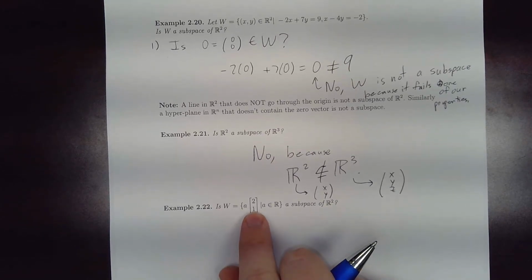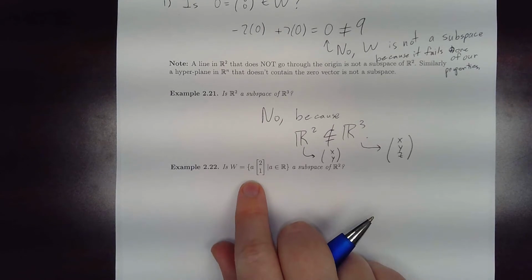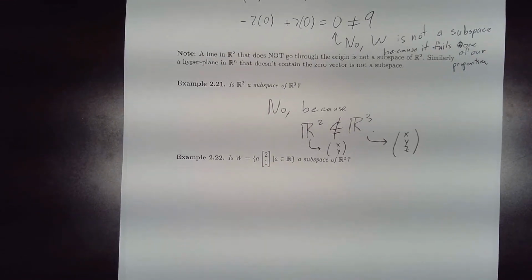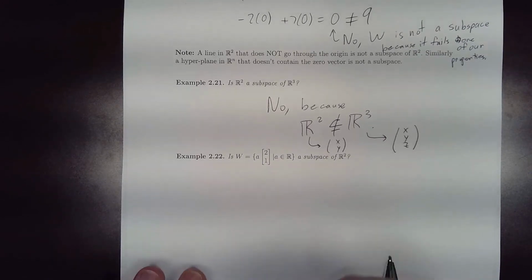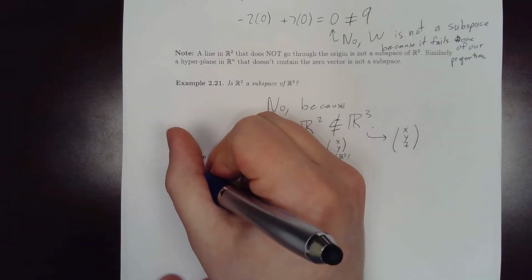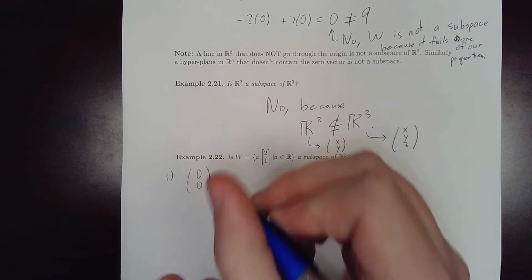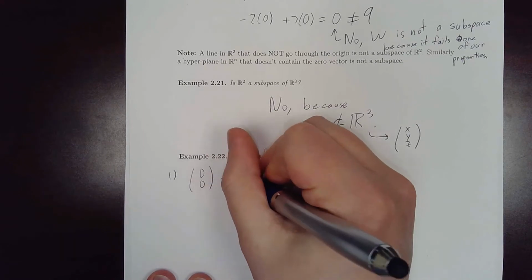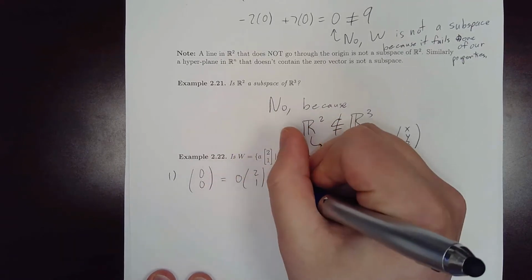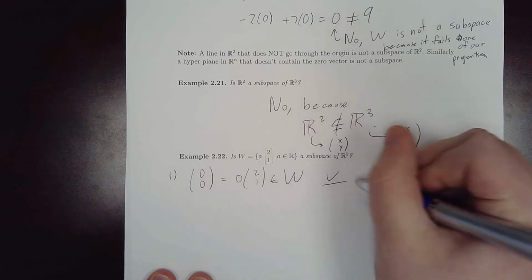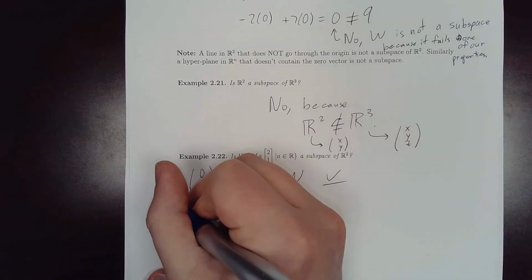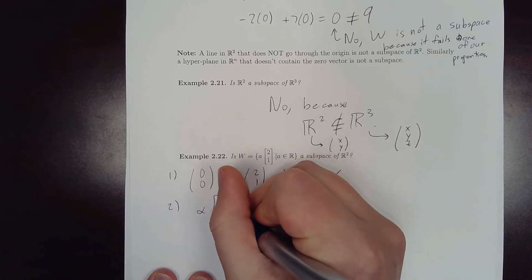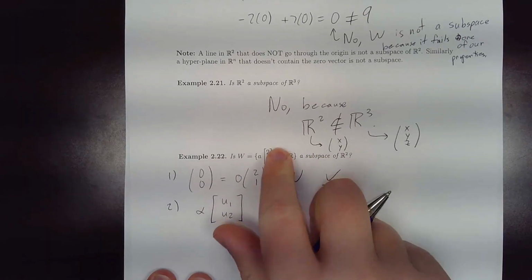So let's say we wanted to go ahead and check if this set W, which was the set of all a times (2, 1) such that a is a real number, is a subspace of R2. So we're going to check some things. We'll do this both ways. First we want to know if the 0 vector is in there. So (0, 0), which is just 0 times (2, 1), is in W.